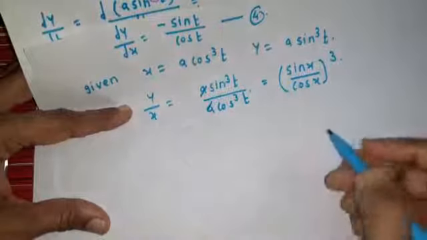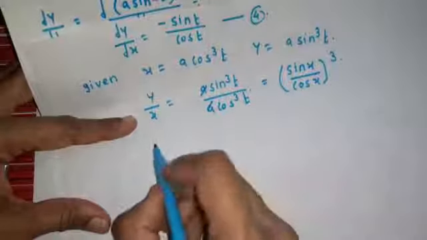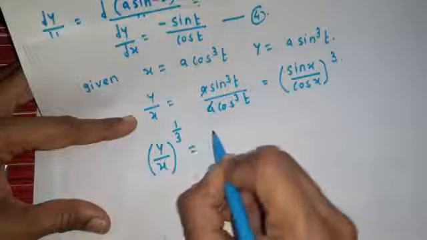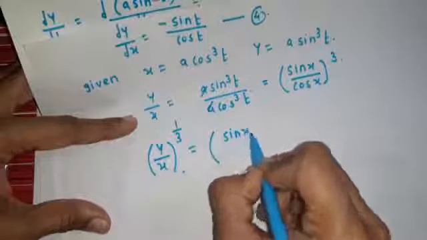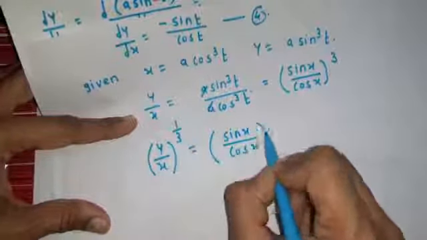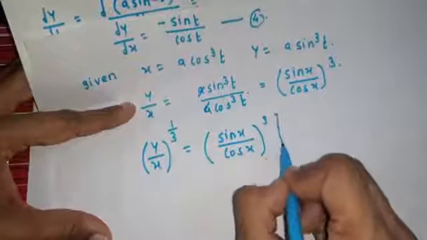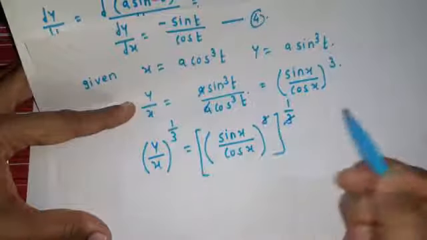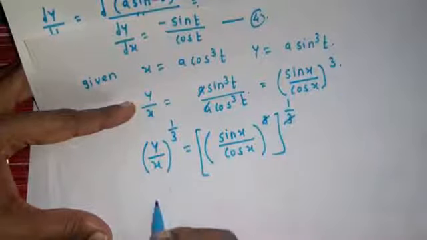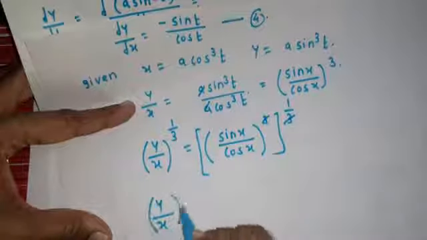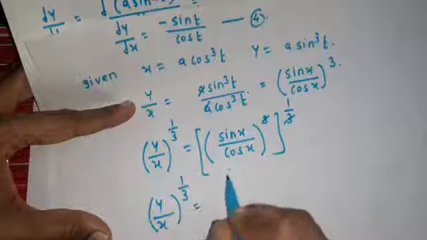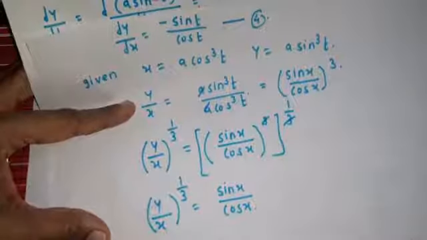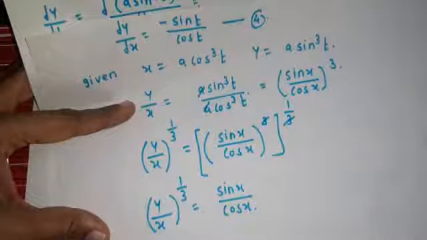Now taking cube root on both sides, that is (y upon x) raised to 1 by 3 equal to ((sin t upon cos t) raised to 3) raised to 1 by 3. Taking cube root on both sides, 1 by 3 and 1 by 3 get cancelled, and therefore (y upon x) raised to 1 by 3 is equal to sin t upon cos t.